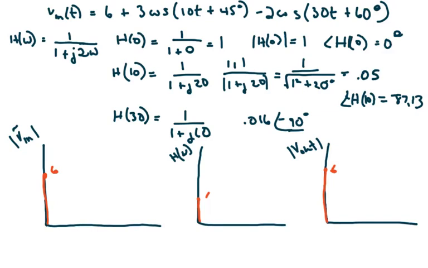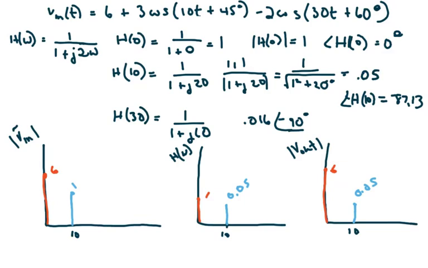Okay, so for the next component, we want to do the same thing, and we know that the magnitude of Vin is 3. Okay, and that is at omega equals 10. For our transfer function at omega equals 10, we know that the magnitude is going to be 0.05. And now we just multiply the input times the transfer function, and that will give us the output, which is also going to be 0.5.